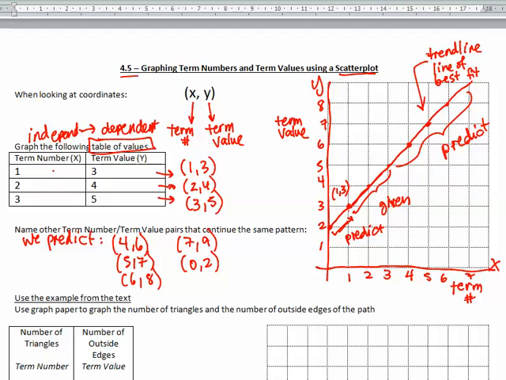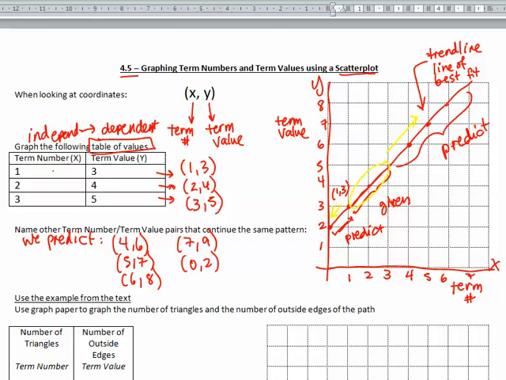So when we're given a certain pattern and we plot it on a graph, we can continue the line. If we know this part, we can continue the line up or down to find other possible term number, term value pairs that would fit that pattern. In the next class, we're going to go over a specific example, and then we're going to look at some more examples from the textbook.